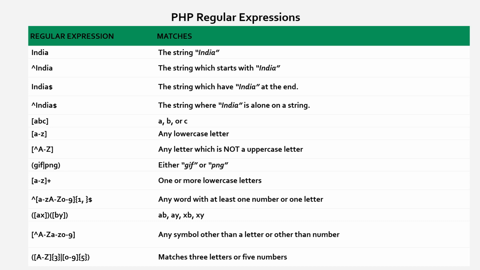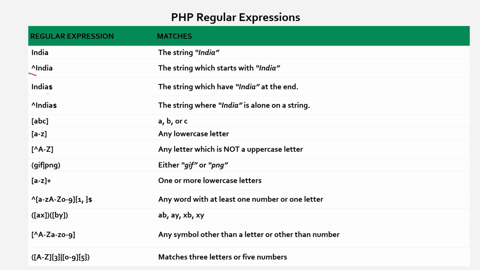Now we will see the regular expression examples. Assume that we have a string called India. The caret symbol before India means the string which starts with India. For example, "India is my country." There, the string starts with India.